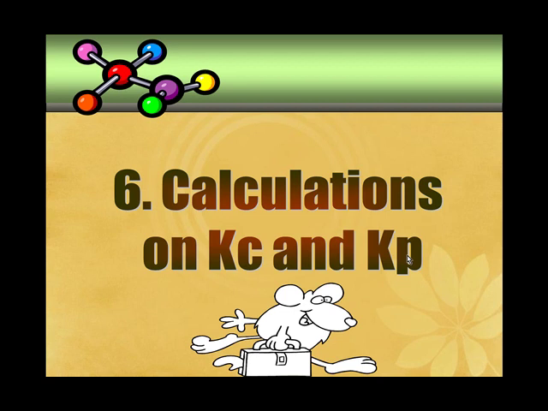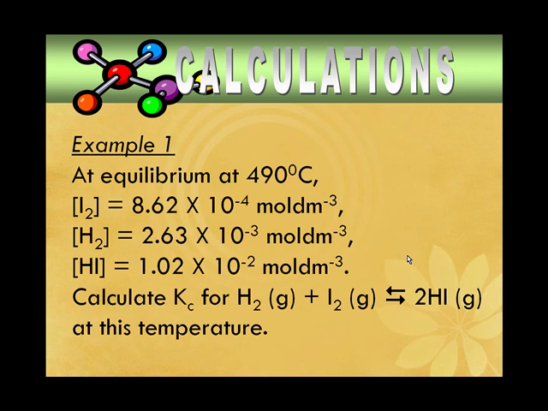For the final part of this lecture, let us go on to calculations on the equilibrium constant. Example 1. At the equilibrium at 490 degrees Celsius, the concentration of iodine is 8.62 times 10 to the power minus 4 moles per dm cube. The concentration of hydrogen is 2.63 times 10 to the power minus 3 moles per dm cube. And the concentration of HI is 1.02 times 10 to the power minus 2 moles per dm cube. And you are supposed to calculate the Kc for this equilibrium reaction, in which all the reactants and all the products are in gaseous state at this temperature.